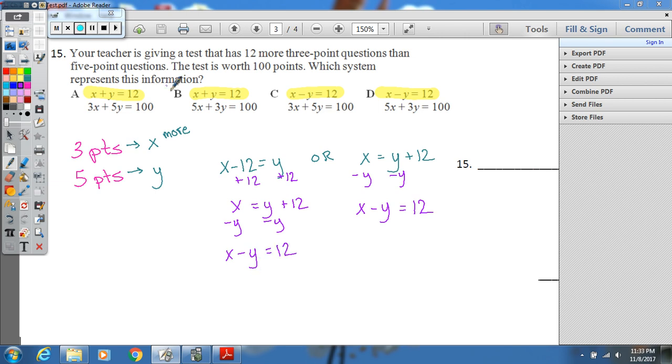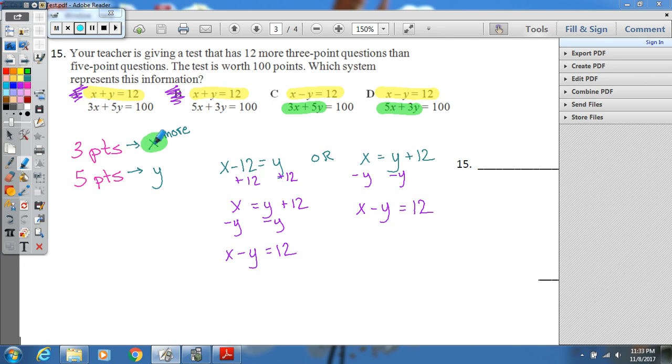So right there, I know that it's not going to be A or B, because the total number of questions doesn't add up to be 12. So the next question is, if it's going to be C or D, is it going to be 3 times X plus 5Y or 5 times X plus 3 times Y?